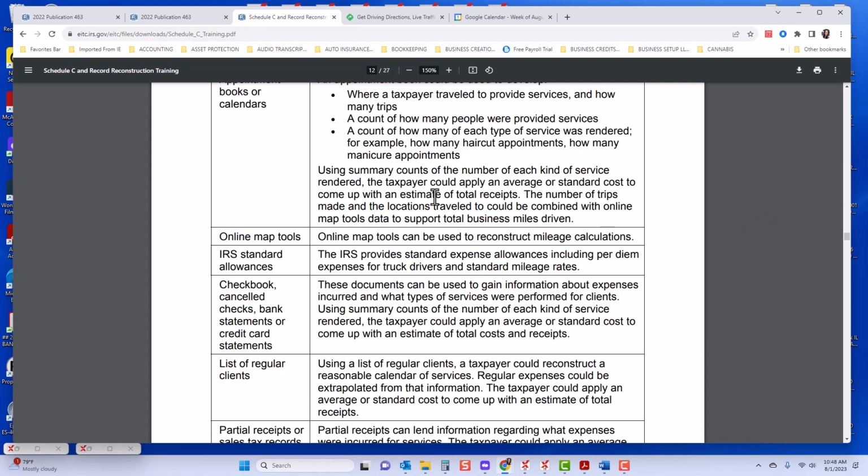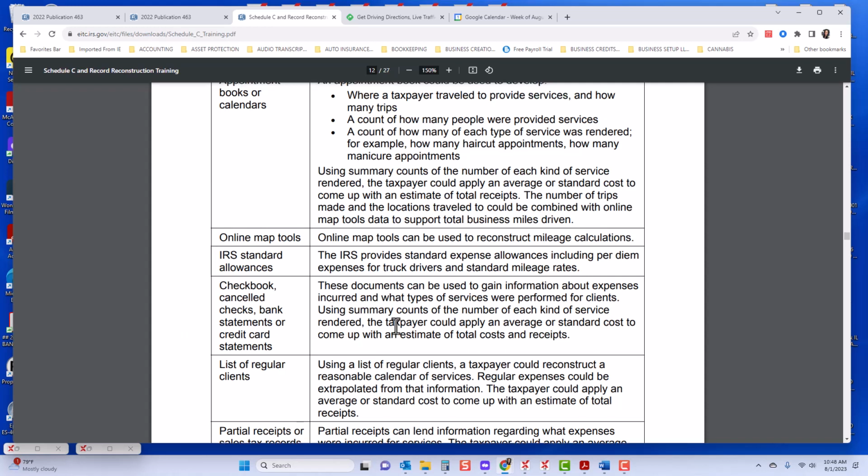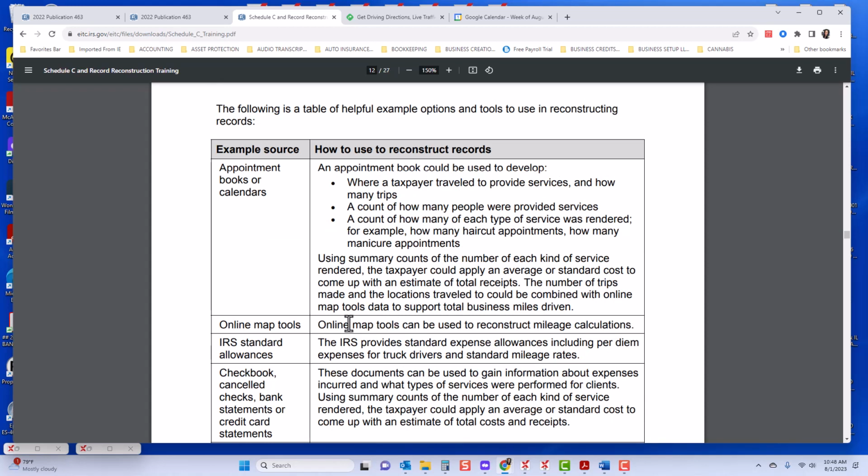I have hairdressers, but they get a few regular clients. However, most of their clients are newcomers. So when we're reconstructing for them, we're going to use that appointment book or their calendar. So I want to go back to the online map tools to reconstruct mileage calculations.